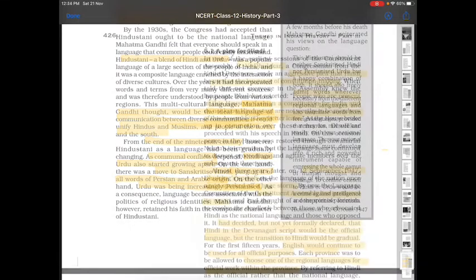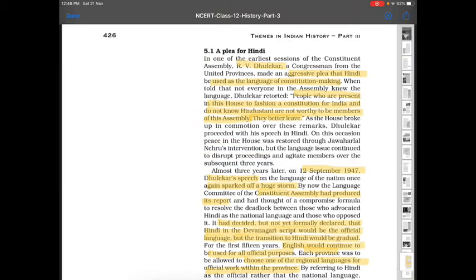So that was there. Okay, now let's move on to another topic, that is a plea for Hindi. As we all know, the Hindustani language, which was a blend of Hindi and Urdu, was losing its popularity. Now there was this plea for Hindi.